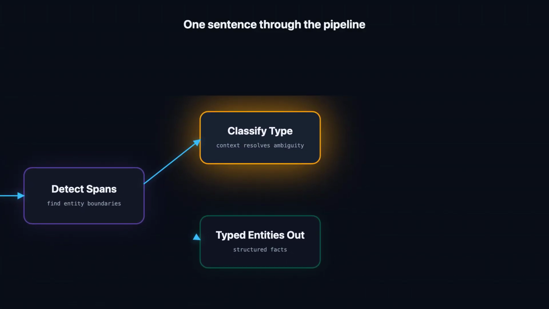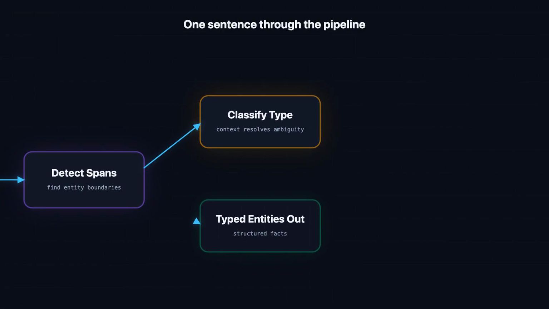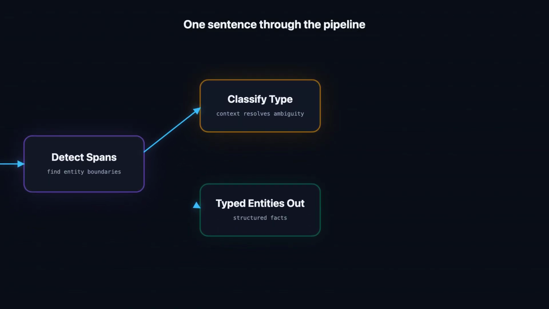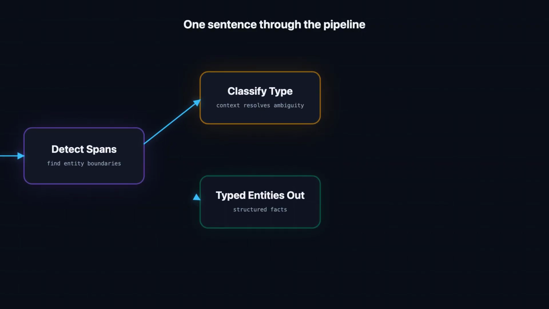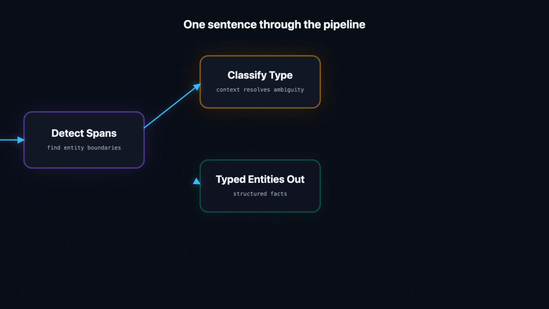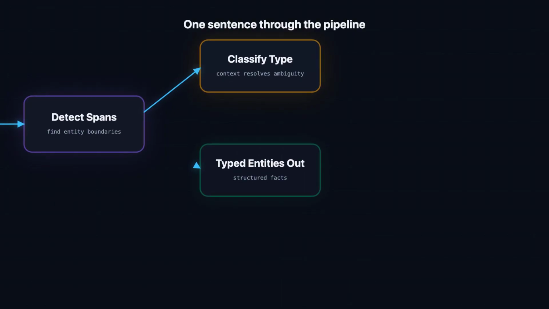Then each detected span gets classified into a type, and context does the heavy lifting. This is where ambiguity bites. Apple could be a company or a fruit, and Washington could be a person, a state, or a city, so the model leans on the surrounding words to decide which meaning fits before it commits to a label.